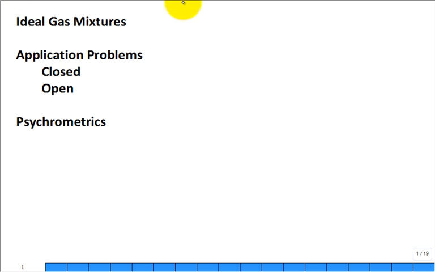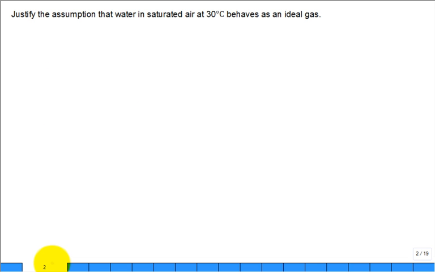So this is our last lecture, our third and last on psychrometrics. Let's start off with this. We want to justify the assumption that water that is in saturated air at 30 degrees C behaves as an ideal gas. So what does it mean to behave as an ideal gas? It basically means three things, but the one that is pertinent right now is that the pressure times specific volume is equal to RT. It obeys the ideal gas equation.